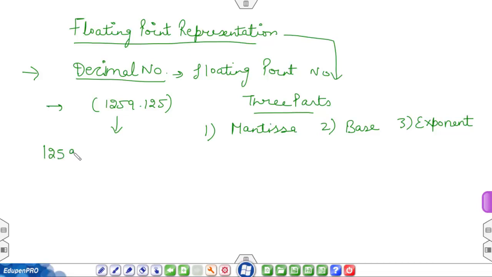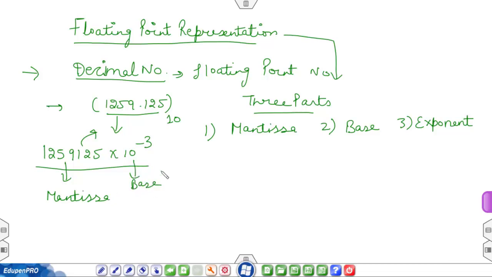This number can be written as follows. When we put the three parts here, the number will become the same. The decimal number always has the base of 10. So this number can be represented in this form. In this number, this is called the mantissa, this is called the base, and this is called the exponent.